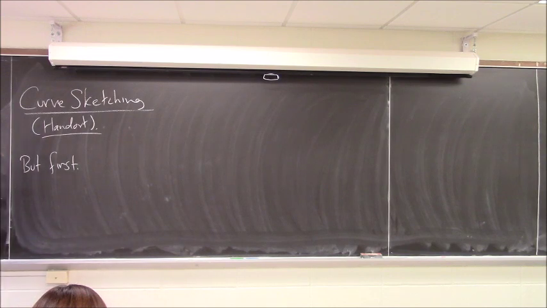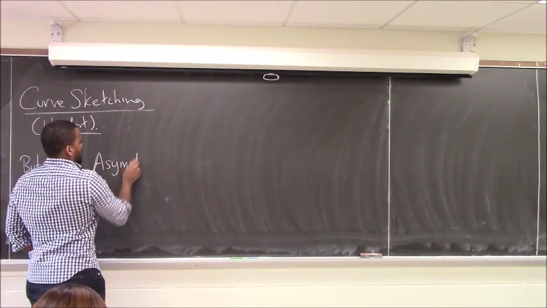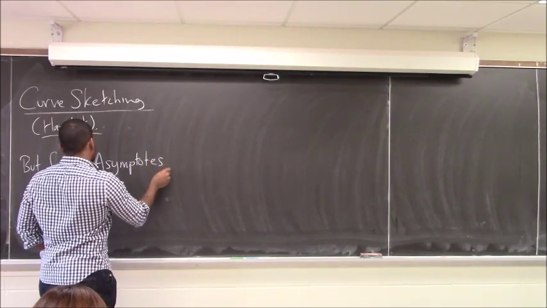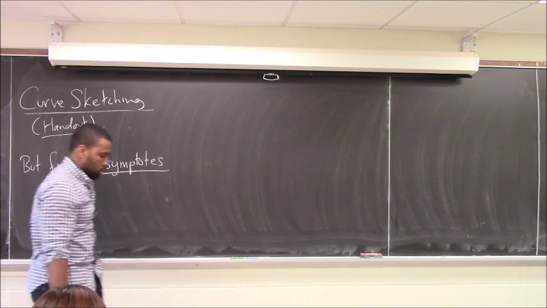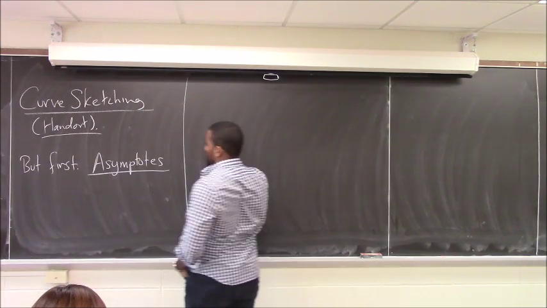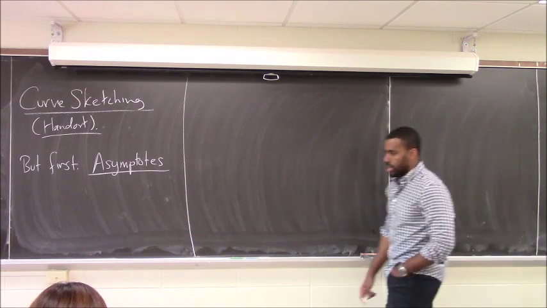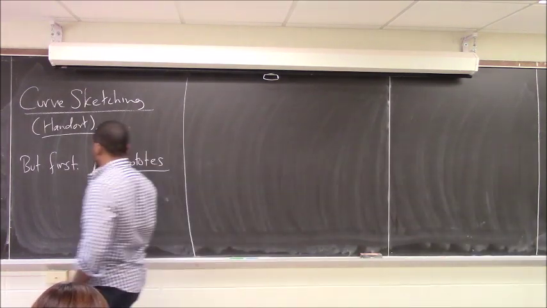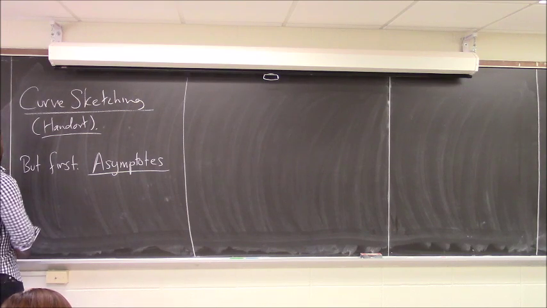First, let's talk about something called asymptotes. Pretty much everything else we'd need for this topic we've covered before, except asymptotes. We never really spoke about those specifically. So let's talk a little bit about what these guys are and how we are going to find them.